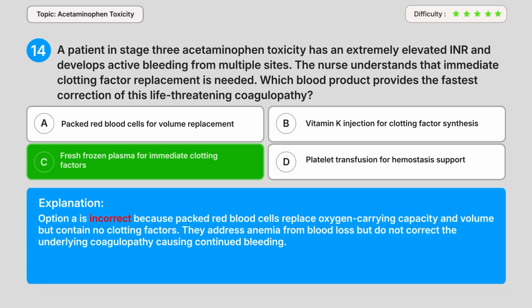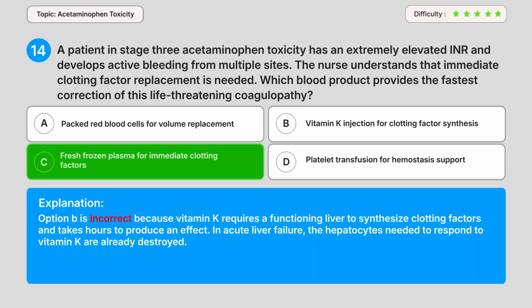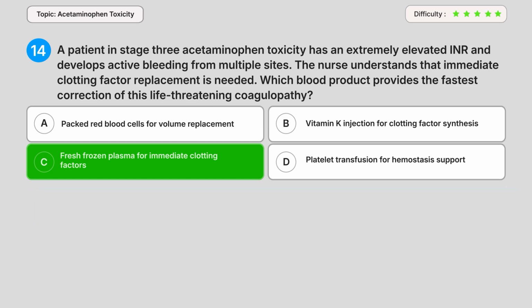Option A is incorrect because packed red blood cells replace oxygen carrying capacity and volume, but contain no clotting factors. They address anemia from blood loss but do not correct the underlying coagulopathy causing continued bleeding. Option B is incorrect because vitamin K requires a functioning liver to synthesize clotting factors and takes hours to produce an effect. In acute liver failure, the hepatocytes needed to respond to vitamin K are already destroyed.